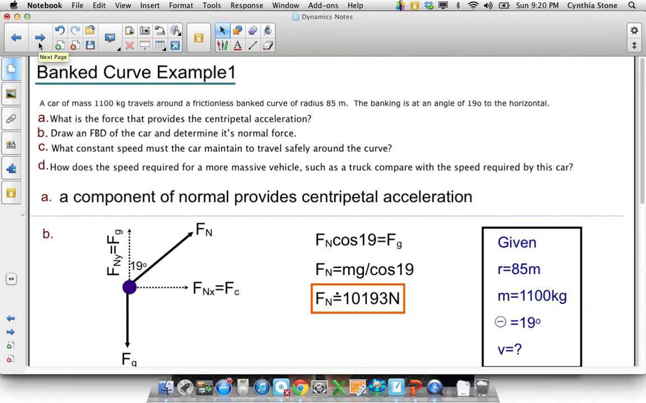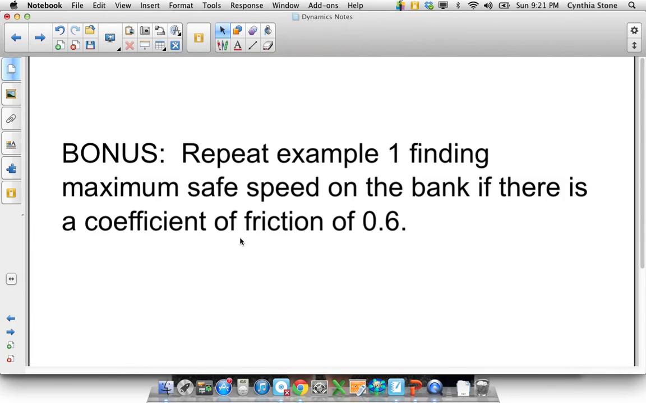Okay, so here's the example. Here's the information we have. We have a car of mass 1,100 kilograms, and we have a frictionless banked curve. Again, always assume frictionless if it's banked. In that example we did earlier, it was a level curve, and then we counted friction, right? But for anything I'd ever ask you, if it's a banked curve, it'll be frictionless, except for your bonus, which is to take this example I'm going to do for you in a moment, and do it again, finding the maximum safe speed with a coefficient of friction of 0.6.